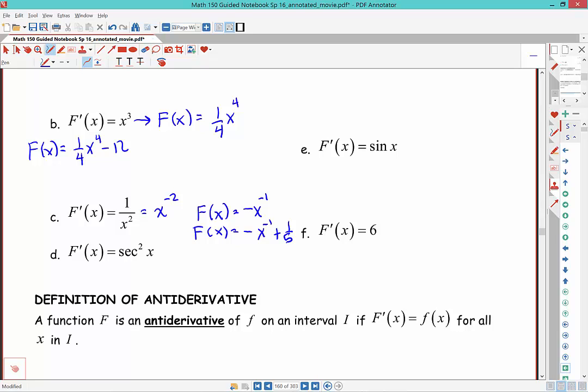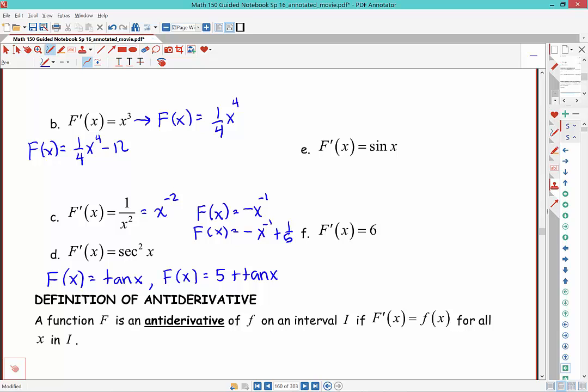Okay, what about this one? Great. When you differentiate the tangent function, you get secant squared at that angle. So we could say 5 plus tangent of x, right? There's many that we could find.